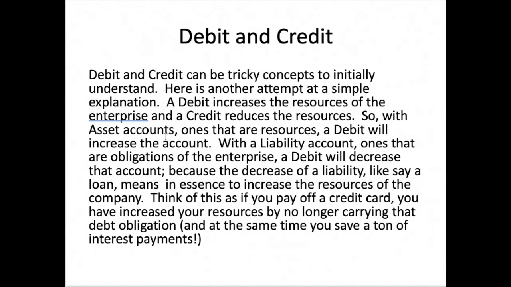Our personal lives are run kind of like an enterprise as far as we get money and we spend money, and we buy things and we use them over time. So with asset accounts, ones that are resources, a debit will increase the account. With a liability account, ones that are obligations of the enterprise, a debit will decrease that account, because the decrease of a liability, like a loan, means in essence that you're increasing the resources of the company, right?